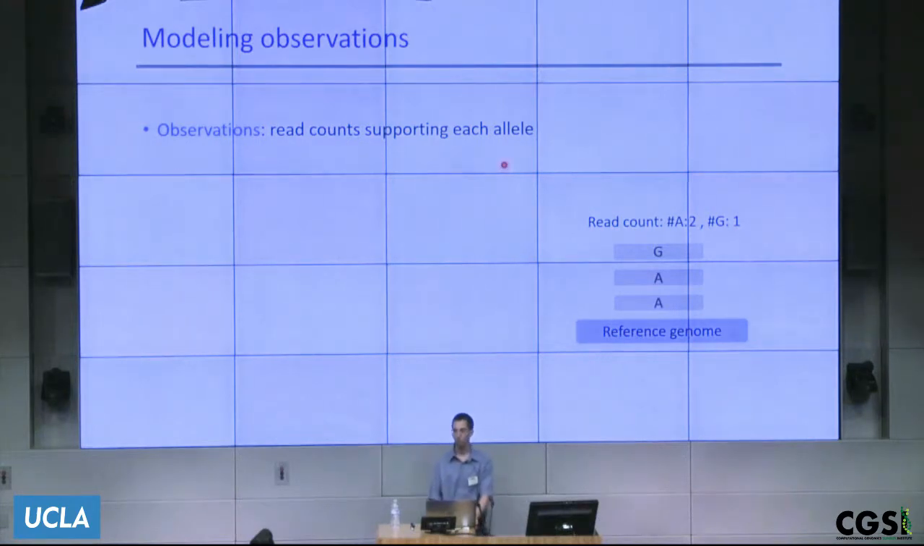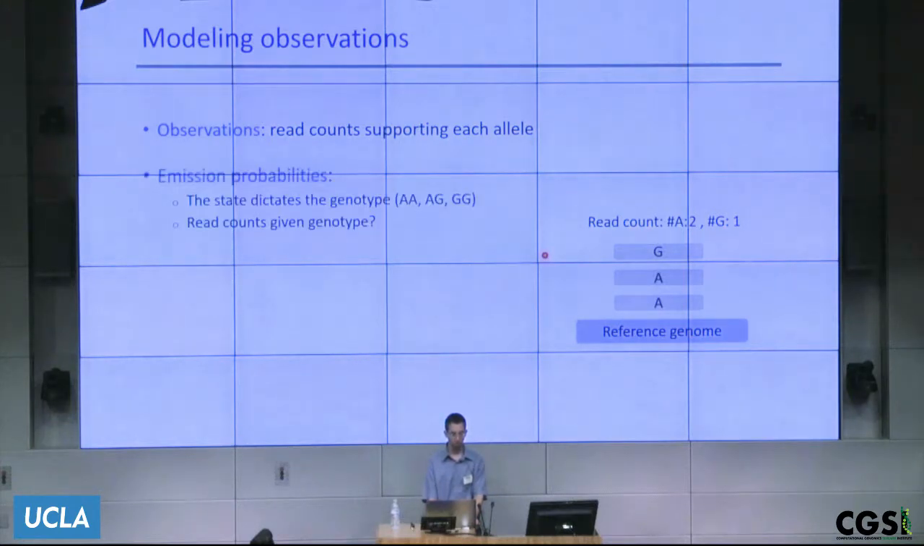So first of all, what are the observations in the model? What we observe is the read count. So how does it work? Let's say this is one SNP and we aligned all those reads to the genome at that particular SNP, and we observe 2 reads with A and 1 with G. So our read count is 2 and 1. That's the observation that we have at each SNP.